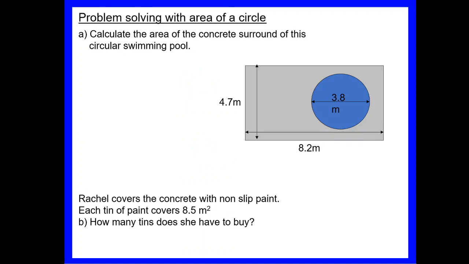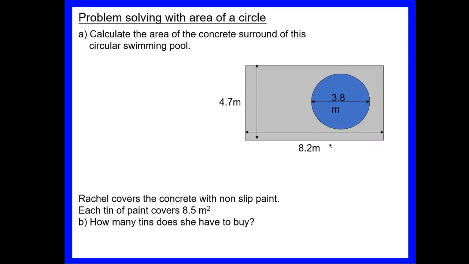All right, let's try a bit of problem solving with this one then. So for this one, you can either pause the video and have a go yourself, or you can continue and work through it with me. So we're asked to calculate the area of the concrete surround of the circular swimming pool. So we've got a rectangle made of concrete and we've got our swimming pool in the middle of it.